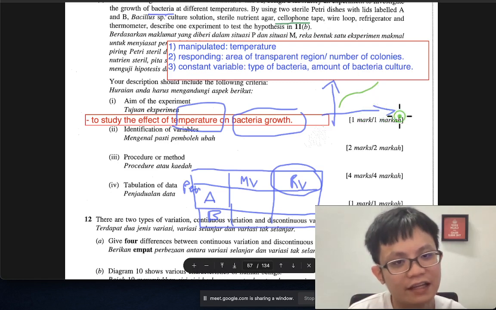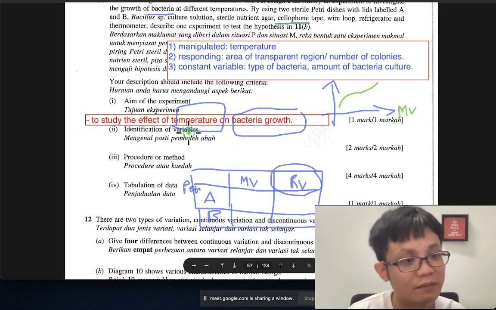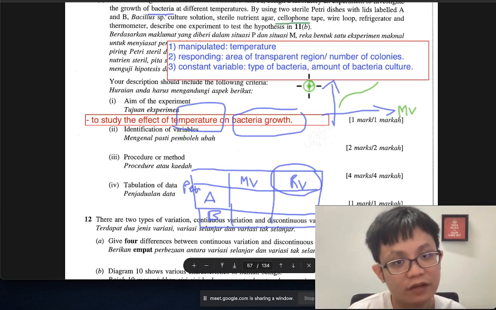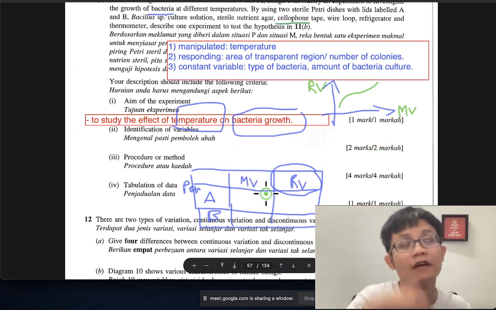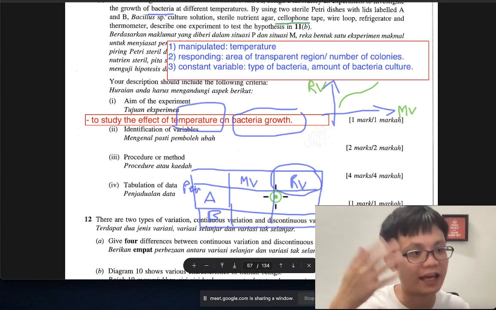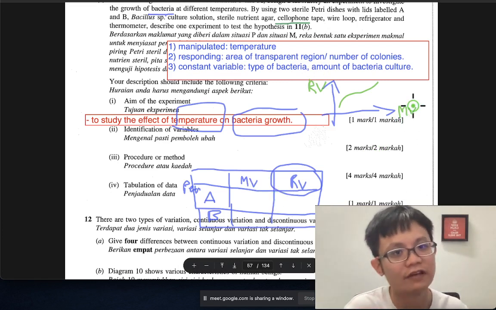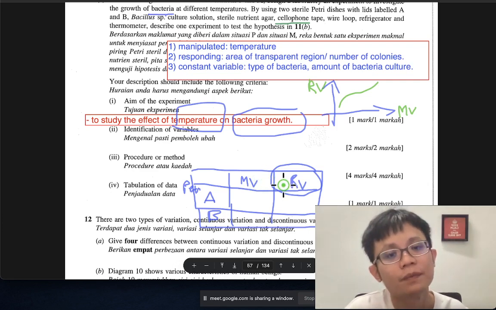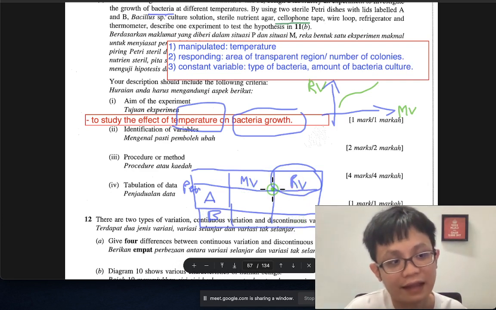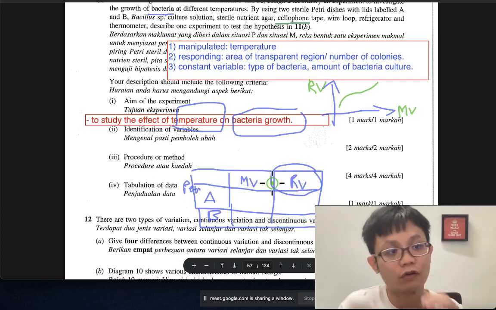If it's a line chart, here will be the manipulated variable, which is the temperature, and here will be the responding variable. This is very normal, and you should understand it in terms of mathematics, science, physics, chemistry, whatever. Usually the manipulated variable is on the x-axis and the responding variable on the y-axis. For a table, usually you start with the manipulated variable first, then the responding variable. It depends on the data that you are going to collect.